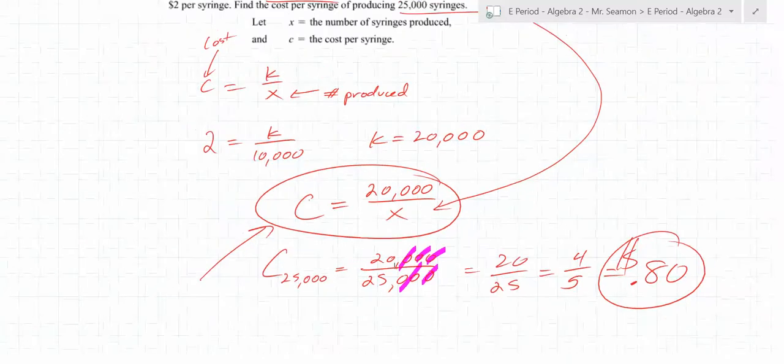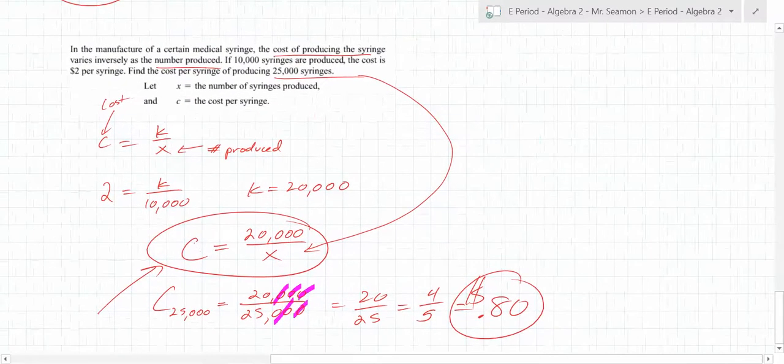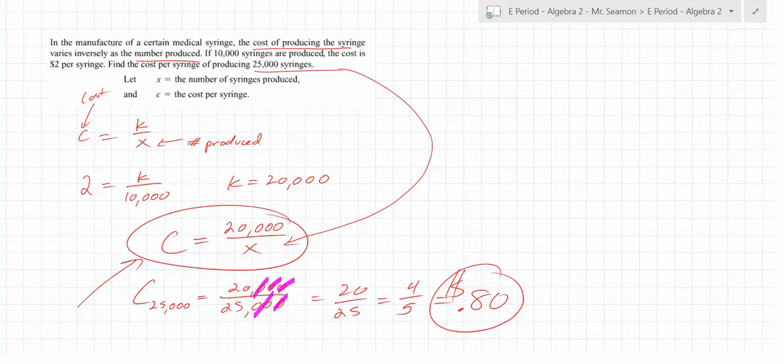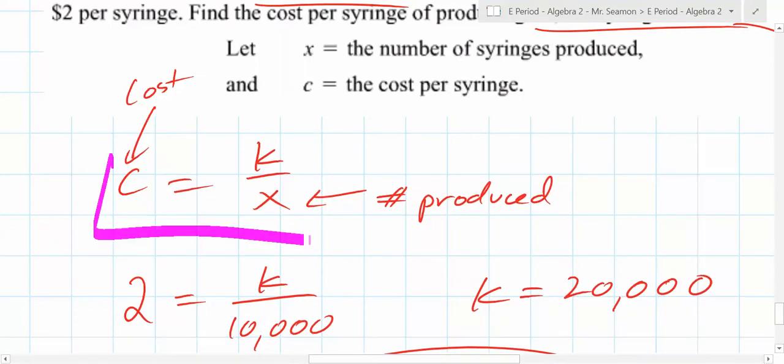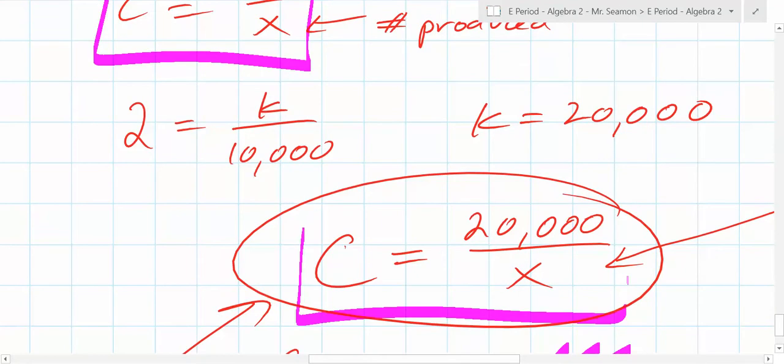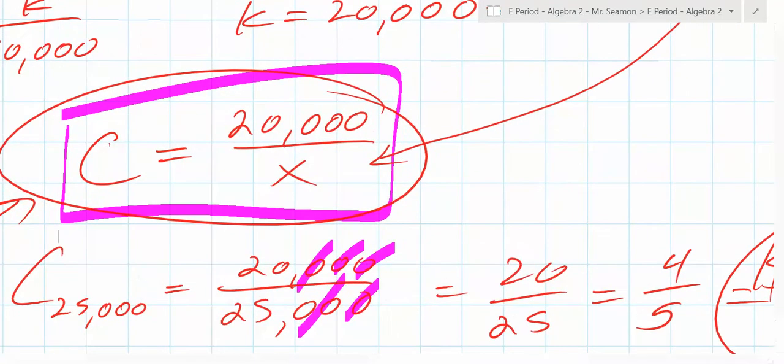Go ahead. I know how we found 20,000, but I just don't know how we put it in. Like, how did you know to put it in? Okay, so the first step is writing down this. Are you okay with this? Yeah. Our first step is finding K. Did we find K? Yeah. So we found K, so we rewrote the equation. Here is the relationship between C and X.